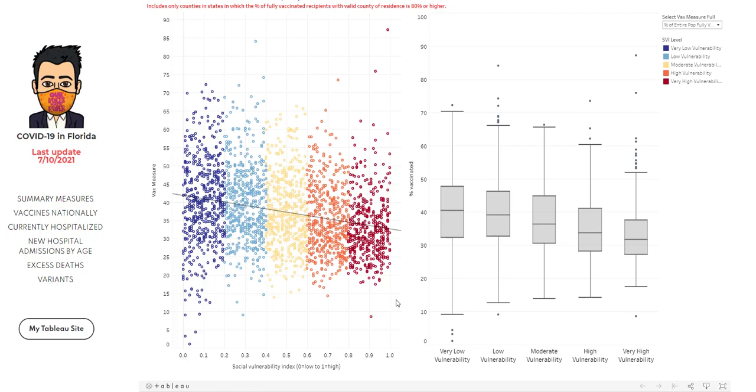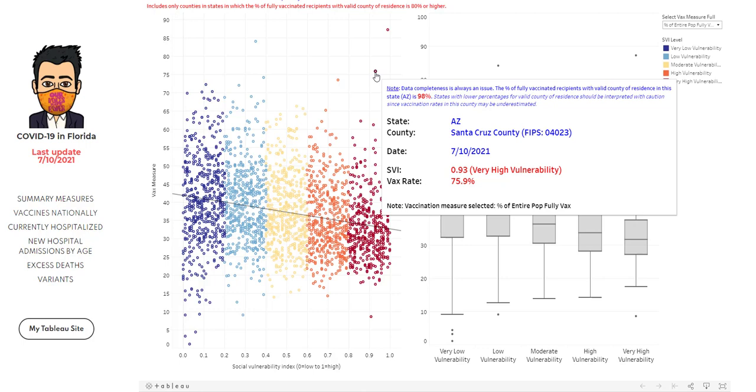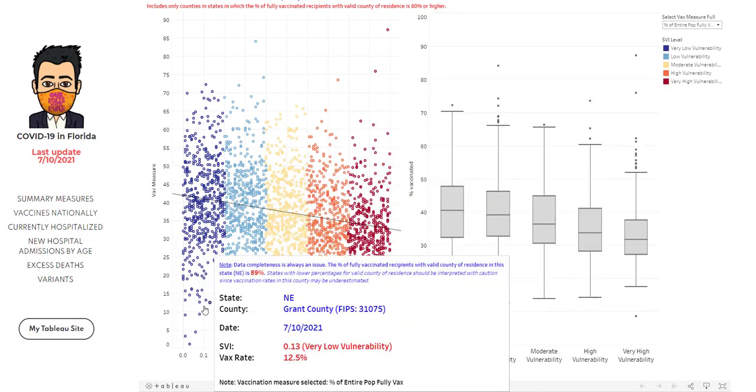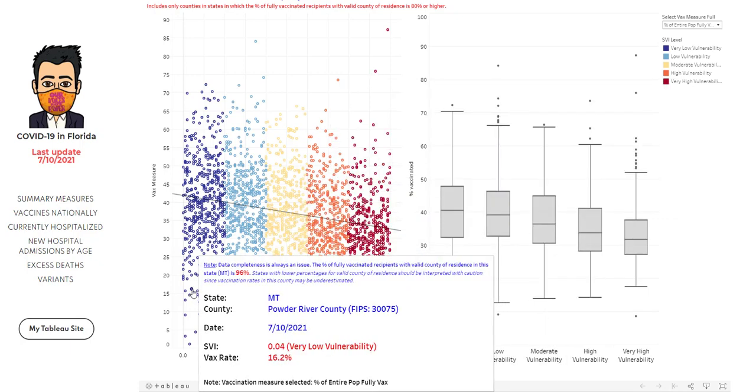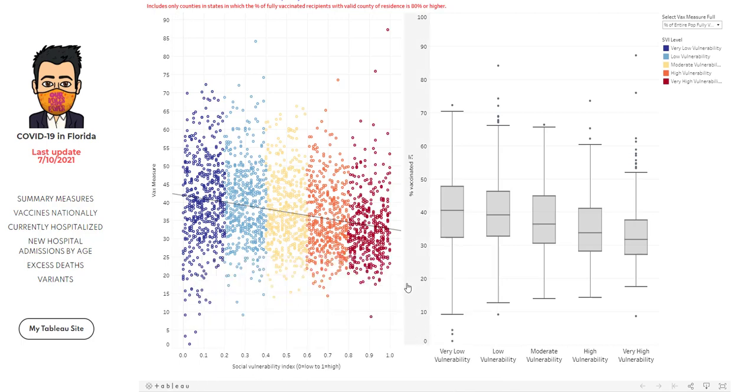What's cool about this is if you want to look at some outlier counties, you can focus on them. Like up here, this is a county that has a very high social vulnerability index, which is usually not a good thing. Yet their vaccination rate is really high, 75.9%. This is Santa Cruz County in Arizona. And so you can also look at counties over here. These are counties with a very low social vulnerability index, but they have a very poor vaccination rate. So that's the idea behind this.